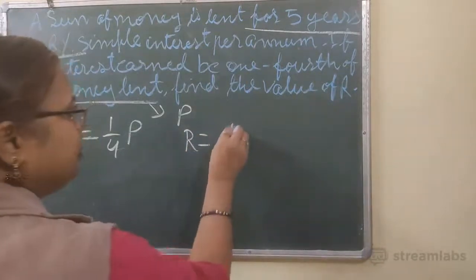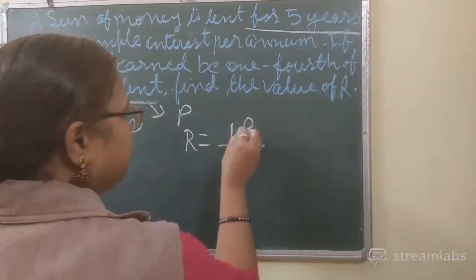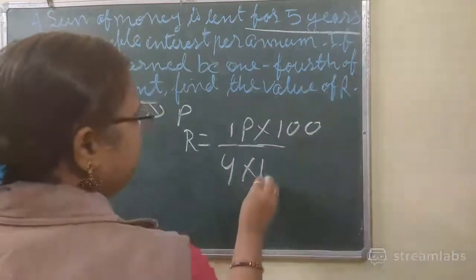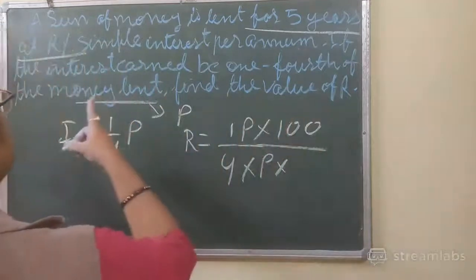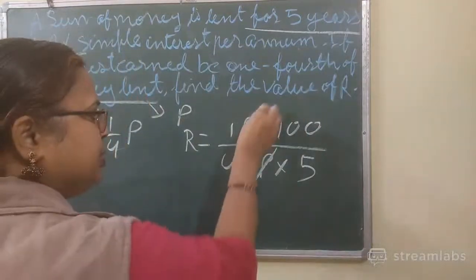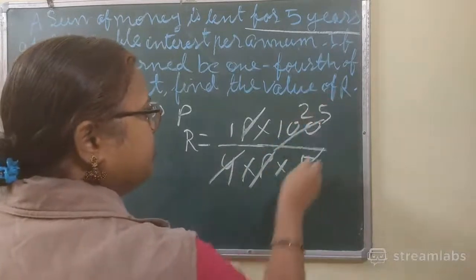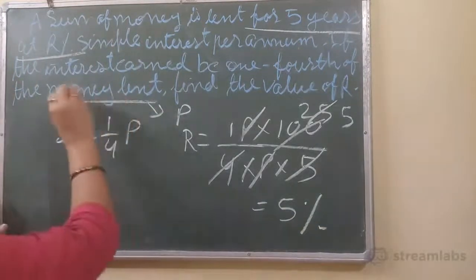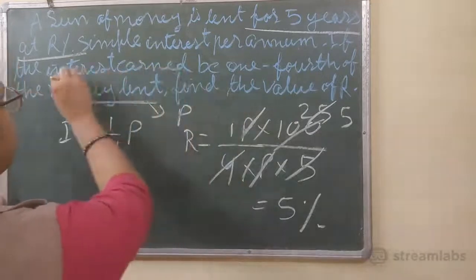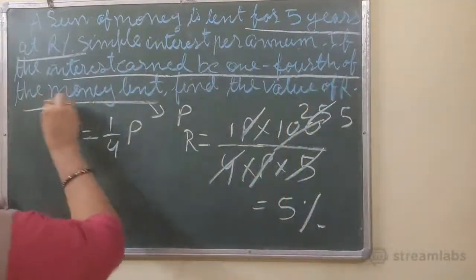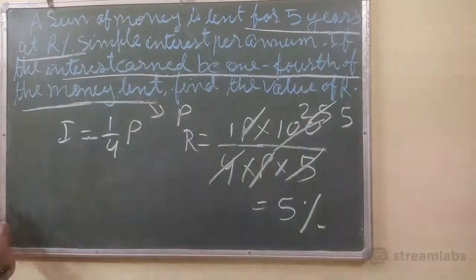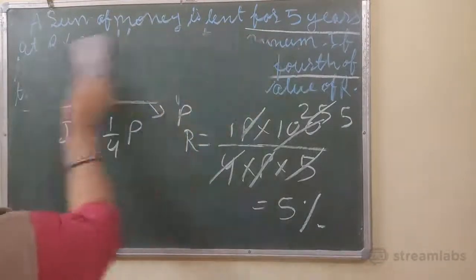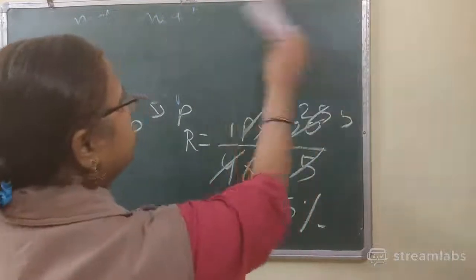R is equal to simple interest. So simple interest 1/4 P. Clear? Simple interest R is equal to simple interest into 100 divided by principal into what? Principal into for how many? 5. 5. So this P and this P cancel. This is what? 25 and this is what? 5. So your answer will be what? 5%. Because it is given in the question that simple interest earned be 1/4 of the money lent. So let the money lent be what? P. Okay. Now let's do the next question. I hope you all have done T here without any problem.